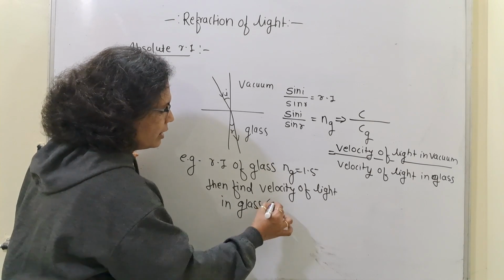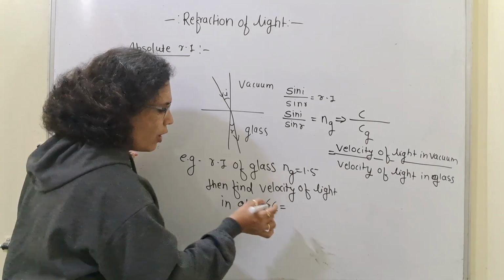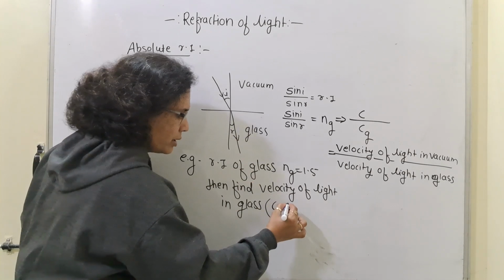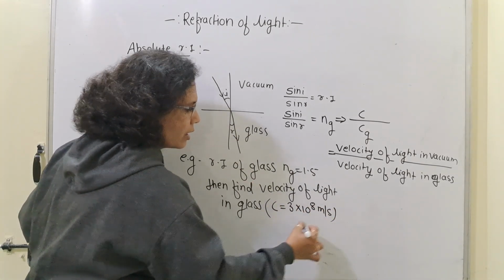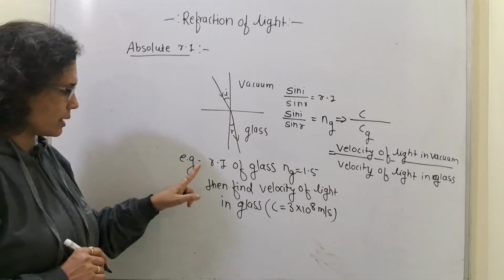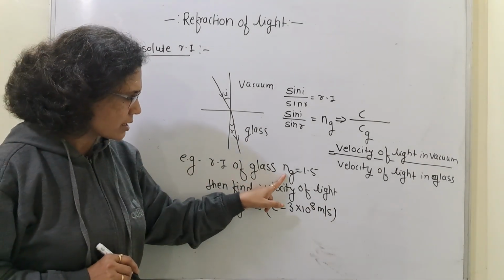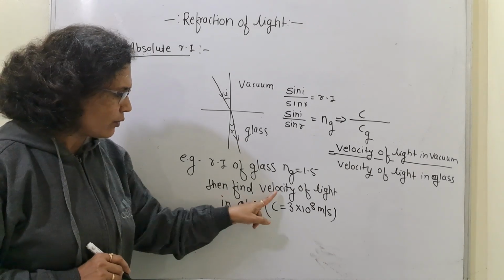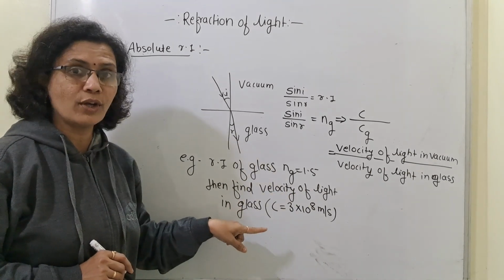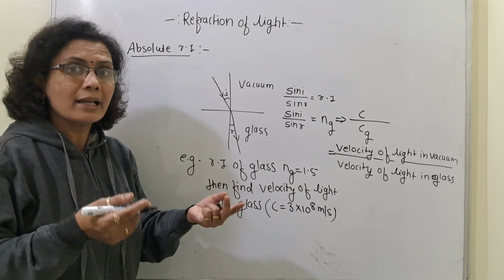The given quantity is the velocity of light in vacuum, which is 3 into 10 raised to 8 meter per second. The refractive index of glass, Ng, is 1.5. Then find the velocity of light in glass. We have to find out the velocity of light in glass.